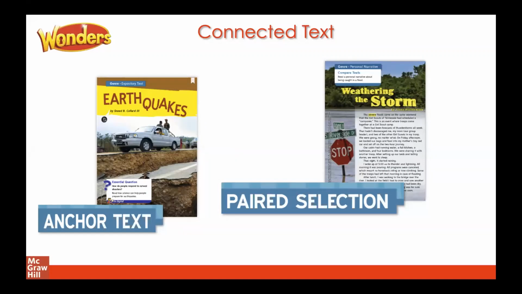is expository text. And so what we want to expose students to is, within the same theme, we're looking at two different genres and being able to synthesize that information across those texts and still being able to compare and contrast. And so students will get that practice each genre study week with the anchor text and the paired selection.